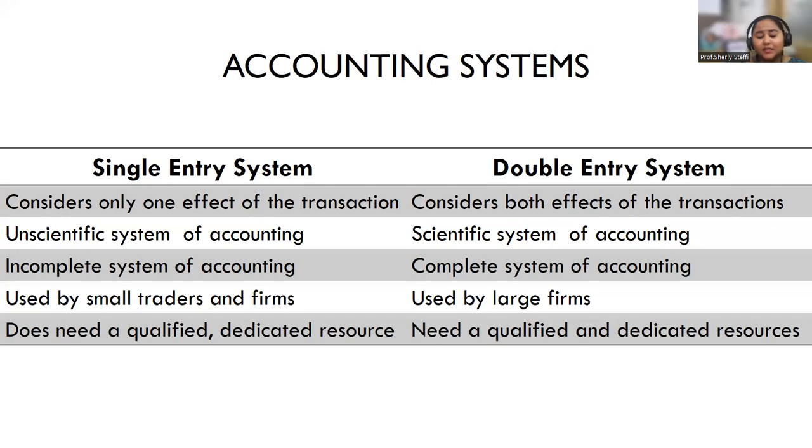Let's see what a single entry system is. It considers only one effect of the transactions. Unscientific system of accounting, incomplete system of accounting. It is only used by small traders of a firm. It does not need qualified dedicated resources. But the double entry system considers both sides of the transactions. Scientific system of accounting, complete system of accounting. It is used by the large firms. Here in the double entry system, you need qualified and dedicated resources. So these are the accounting systems, which have been divided into two parts. One is the single entry system and the second is the double entry system.